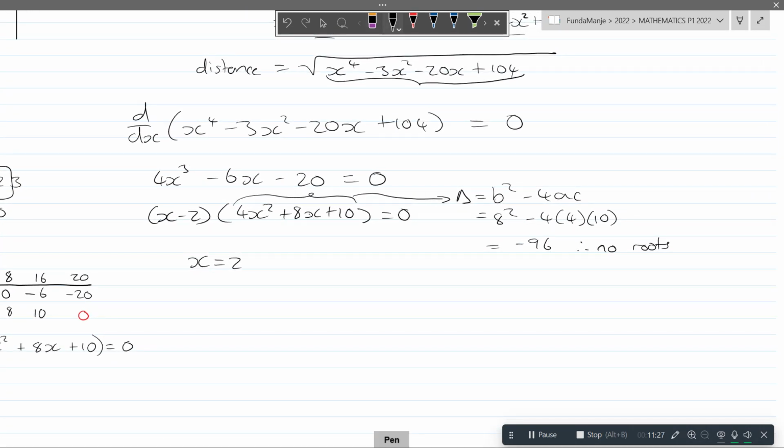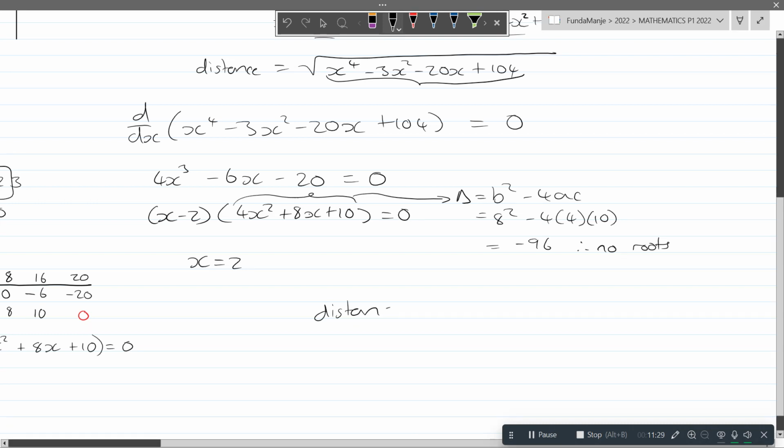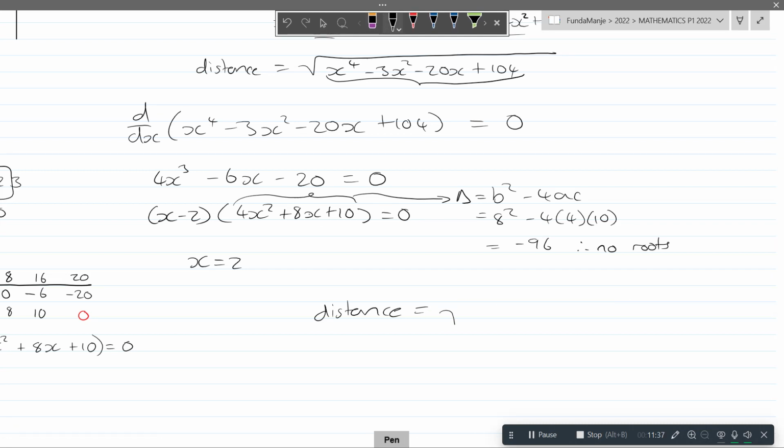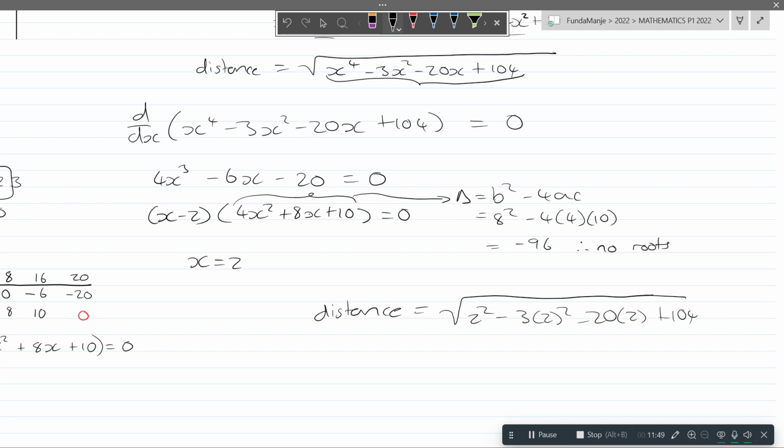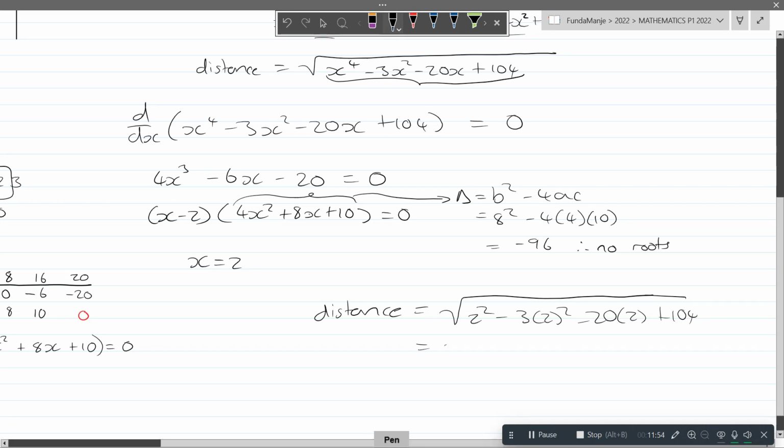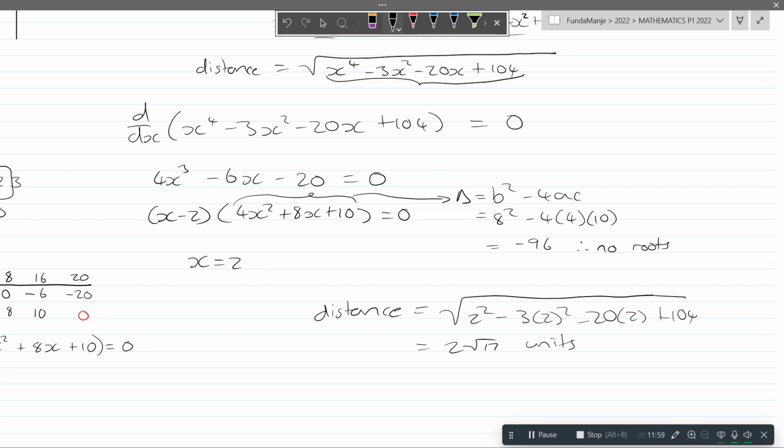So the distance in this case is equal to the root of 2 squared minus 3, 2 squared minus 20, 2 plus 104. You put this all in your calculator, you will get 2 root 17. So that's 2 root 17 units. That's the minimum length. So this is quite a difficult question.